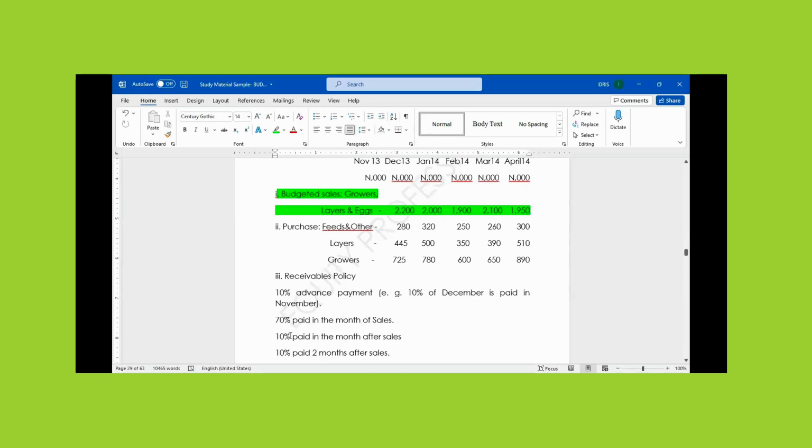The month after sales, that is 1 month after. That's January. Another 10% will be received when? 2 months after, in February. That is how we do it for this table. But I want us to start from reading the question from the beginning.